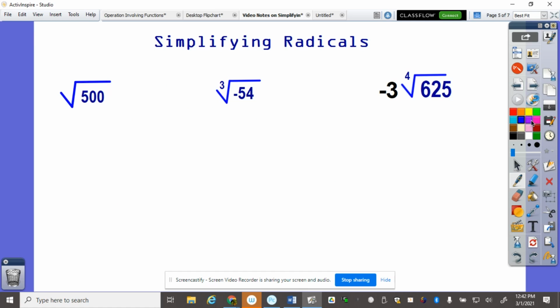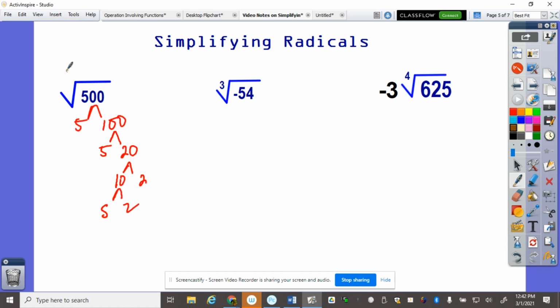So simplifying radicals, okay? When we have a square root of 500, we break this down into 5 and 100. You can use 50 and 10. You can use 250 and 2. You should still get the same answer when you do prime factorization. 5 and 20, and this one will be 10 and 2, and this will be 5 and 2.